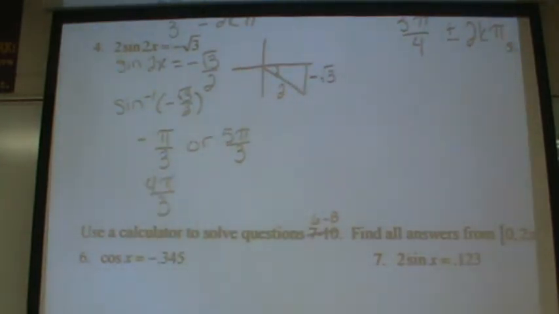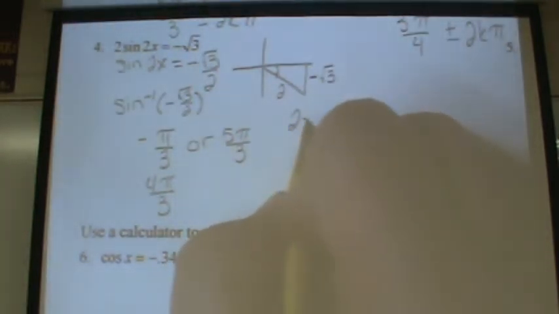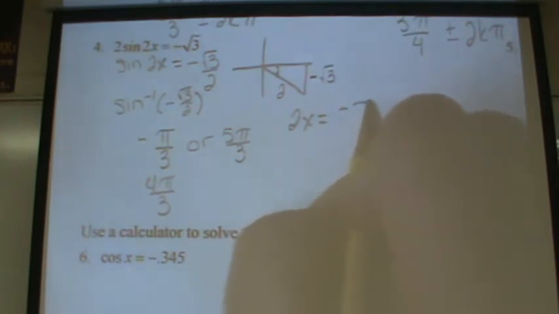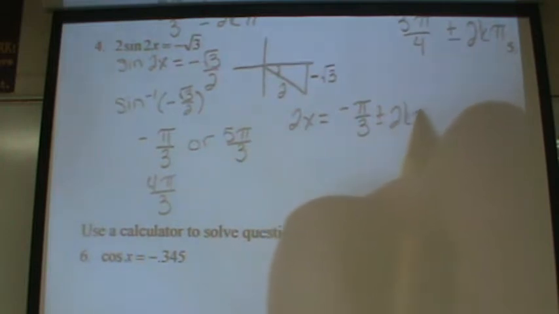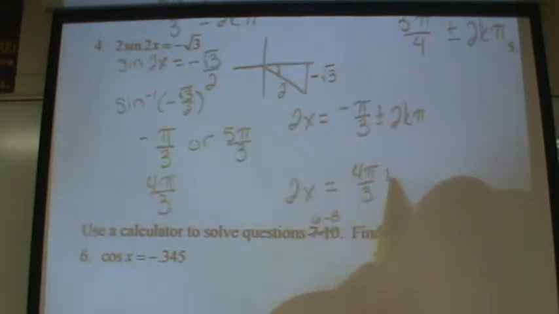So then we have to set those equal to that 2x. So we'll use the negative pi over 3, and then that's plus or minus 2k pi. And then we have 2x equals that 4 pi over 3 plus or minus 2k pi.